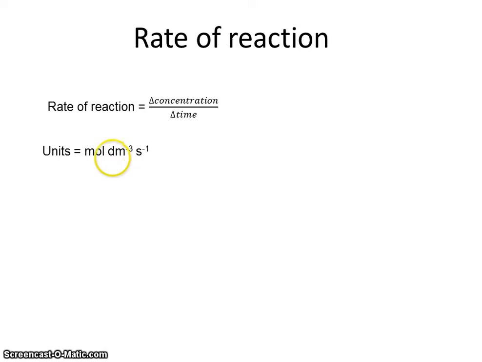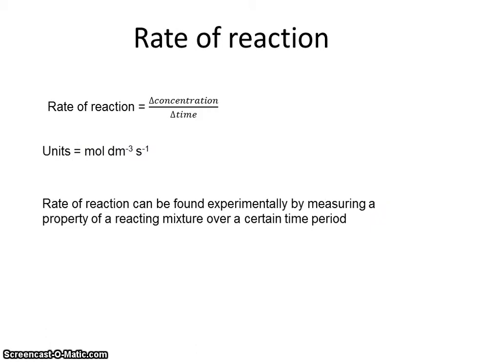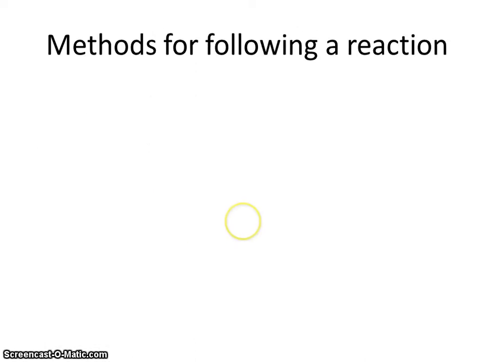Okay, so given that equation then to work out the rate of reaction, how would we do so? Well, practically we would be able to follow a reaction over a period of time, and if we measure one property of that reaction mixture over that time period, we will be able then to work out the rate of a chemical reaction.